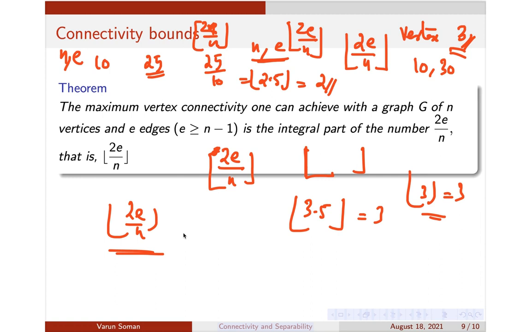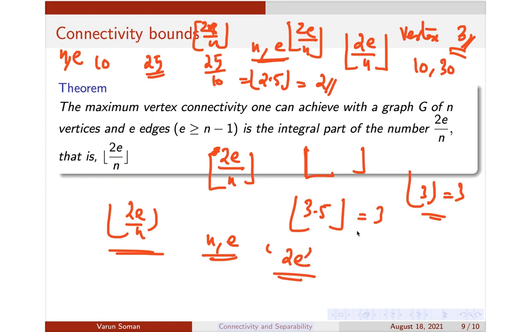Now, how will you prove it? The proof is very easy. Suppose you have a graph with n vertices and e edges. Every edge contributes 2 to the total degree of the graph. We have studied in the first theorem of graph theory that the sum of the degrees of the graph is twice the number of edges, which is 2e. I hope it is clear.